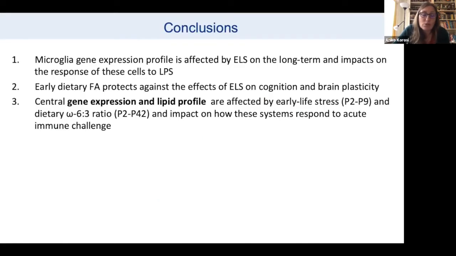So in conclusion, I showed you that the microglia gene expression profile is affected by early life stress in the long term, and that it impacts how these cells respond to LPS. An early dietary fatty acid diet protects against the effects of early life stress on cognition and on different forms of brain plasticity, for example neurogenesis and markers for microglia. Central gene expression and central lipid profile are affected by these early life conditions in the long term, and also by how the system responds to an acute immune challenge in the form of LPS.